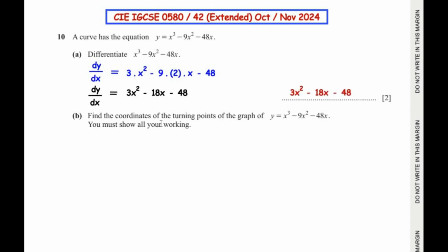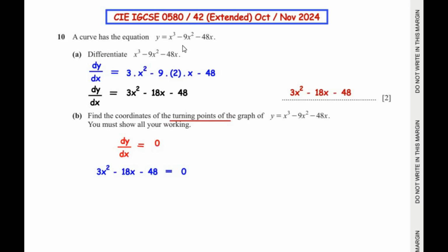Now moving on to the big question, find the coordinates of the turning points of the graph y is equal to x cube minus 9x square minus 48x. You must show all your working. Now remember that whenever they give you the turning points, we have to take dy by dx and equate it equal to 0. So for turning points or stationary points, we have to take dy by dx equal to 0.